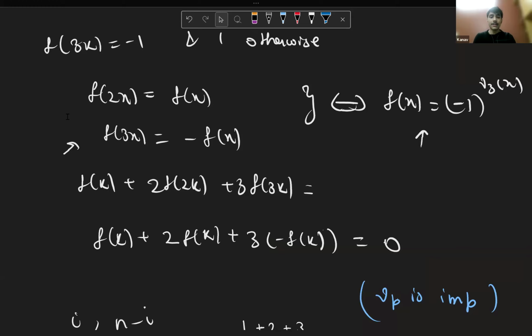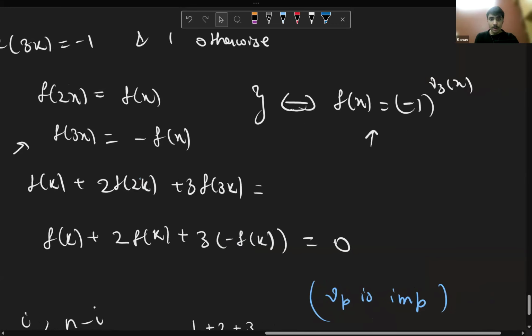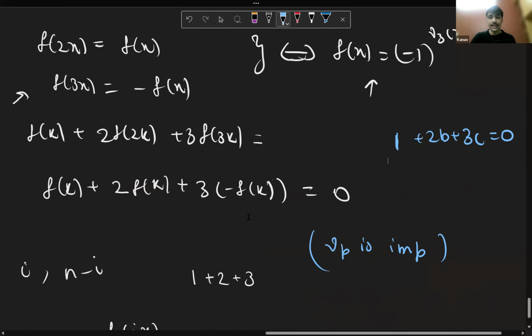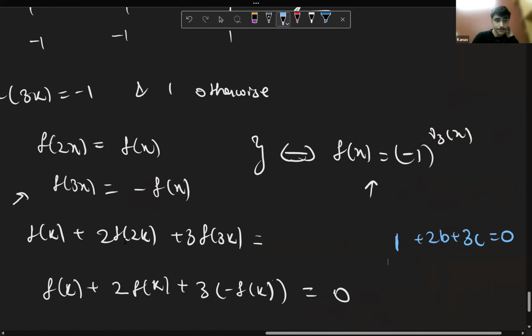I can choose 1 and minus 1 to be any coefficients, right? All the 1s and minus 1 ensured was that 1 plus 2b plus 3c turned out to be 0. That's all they ensured. I can just choose any b and c and this should work out.